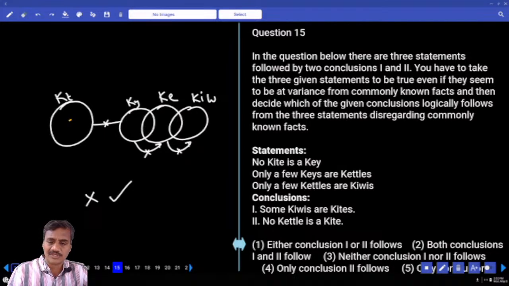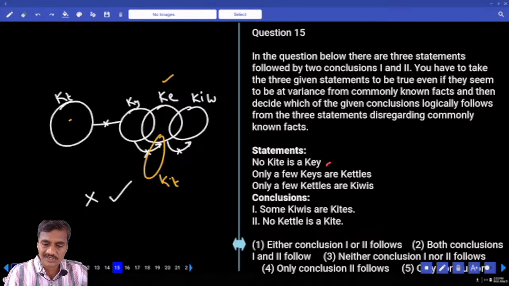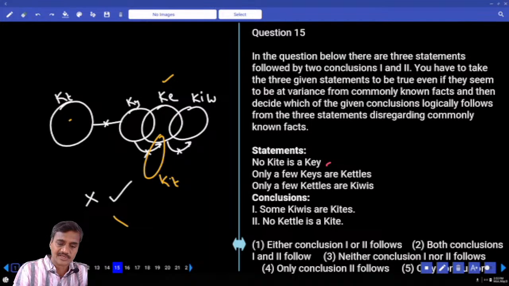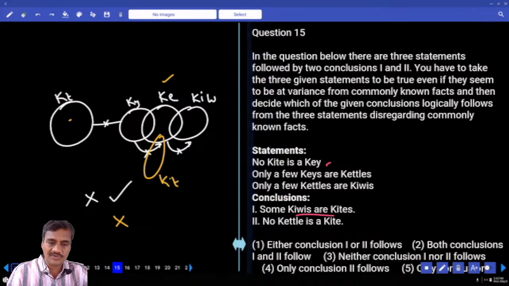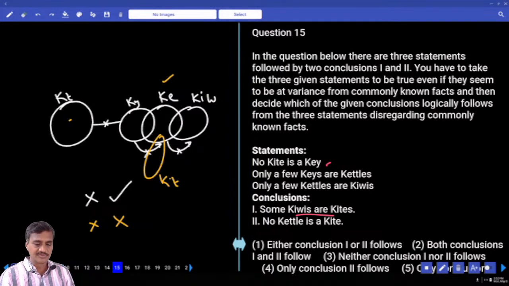Now no kite is key. Now no kettle is kite. Now where is this kettle? Kettle is here. Now some kettles are kites, isn't it? And the alternate diagram is true, the previous is false. Some kiwis are kite, now also it has become false. And so what is your answer? Neither one nor two. Choice 3, question number 15.